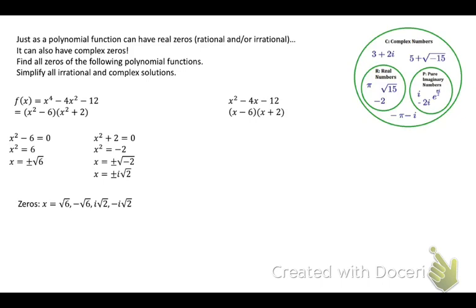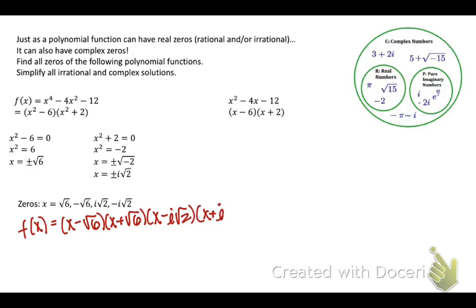If we wanted you to write the function out, this would now be f of x equals x minus the square root of 6, x plus the square root of 6, x minus i square root of 2, and x plus i square root of 2. Cool?